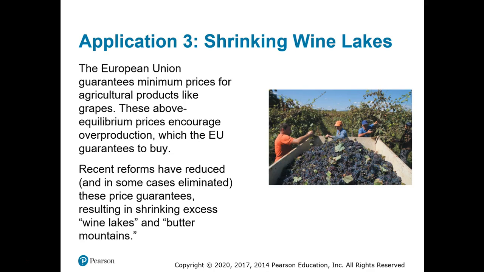The recent reforms have reduced and in some cases eliminated these price guarantees, resulting in shrinking excesses, or wine lakes and butter mountains. What does that mean? If these price guarantees aren't there, I'm not going to produce. I'm not going to have excess grapes, so I'm not going to sell into the old market at lower prices. I'm going to raise my prices.